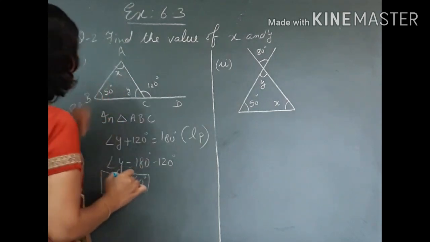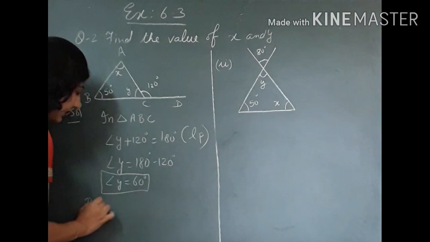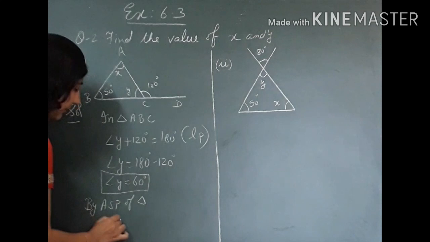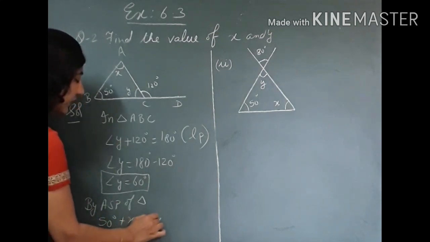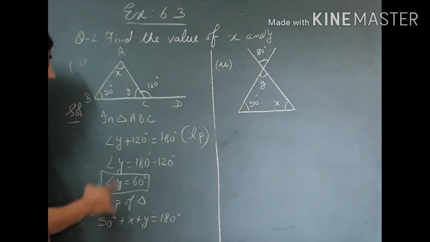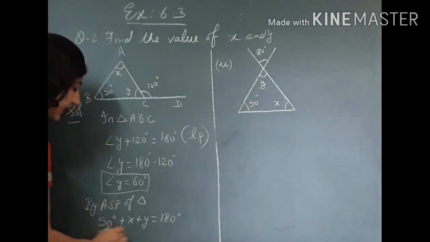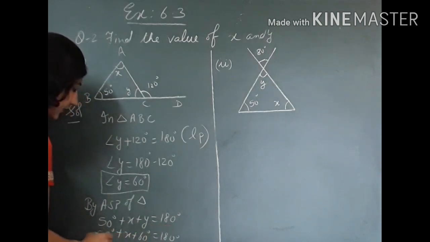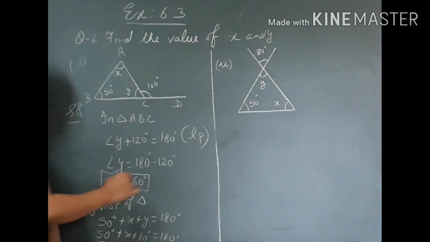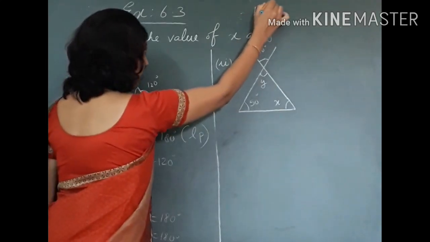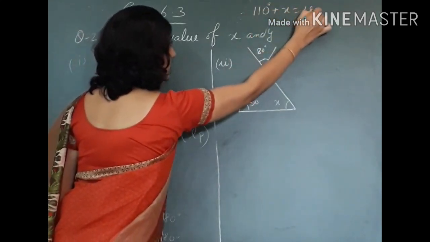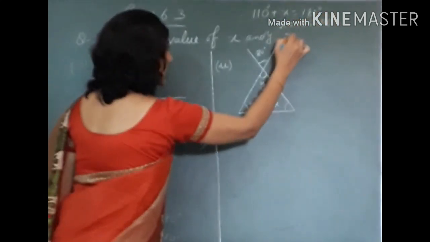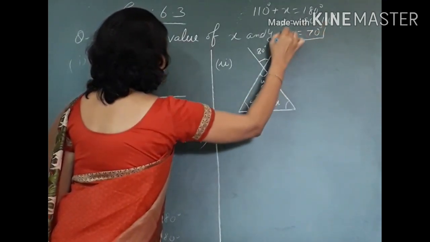Now we have to find angle x. Again, by angle sum property of triangle, 50 degrees plus x plus y equals 180 degrees. So put the value of y, 50 degrees plus x plus 60 equals 180 degrees. Add this 50 and 60, it will be 110. So 110 plus x equals 180 degrees. Therefore x equals 180 minus 110, that is x equal to 70 degrees.